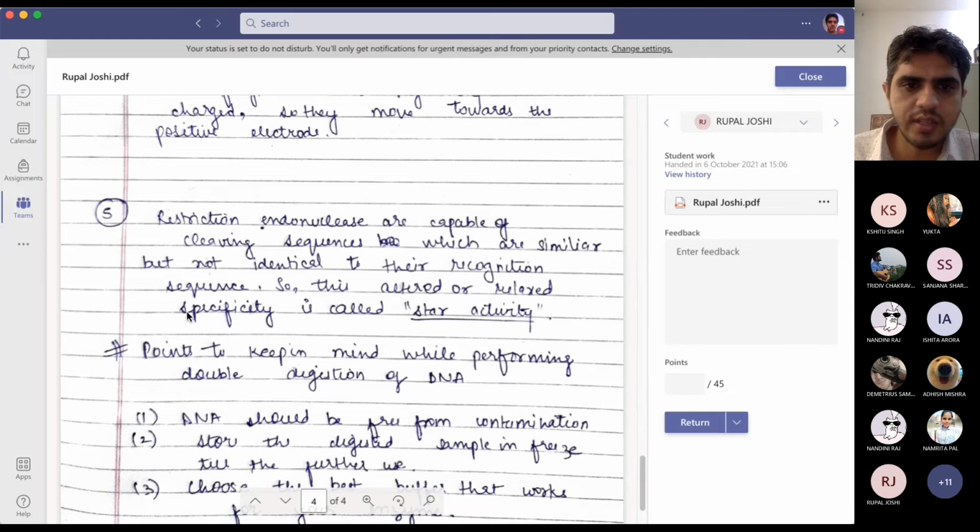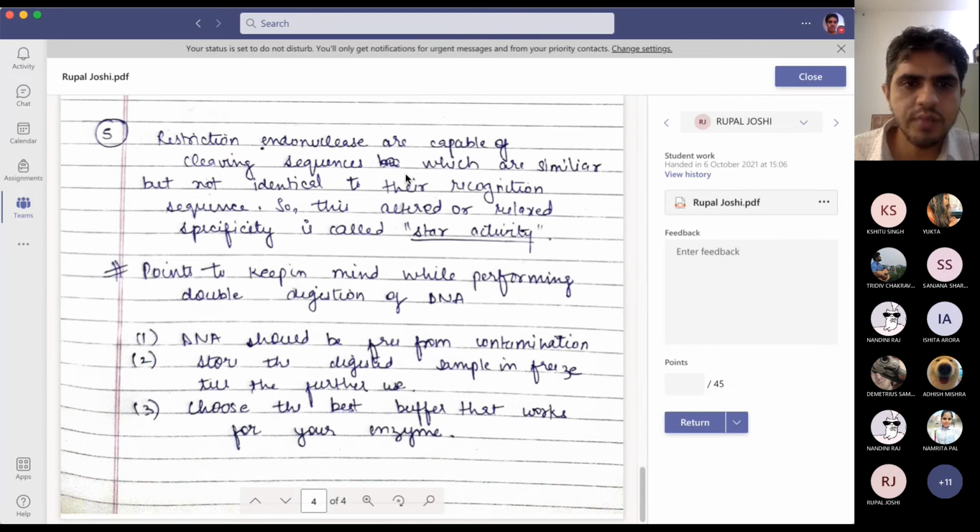So altered. Okay, fine. So why is it doing so? You write it. Keep in mind, DNA should be free from nicks. No, no, no, no, no. One for it. So how is the total, Rupal?